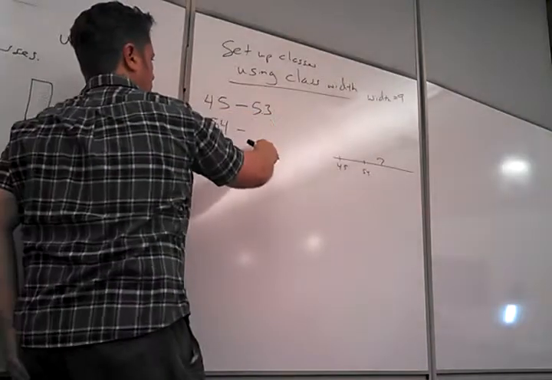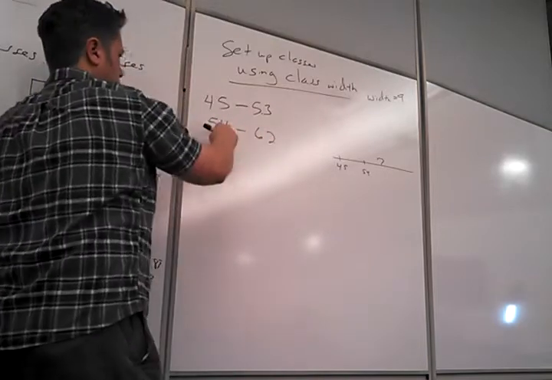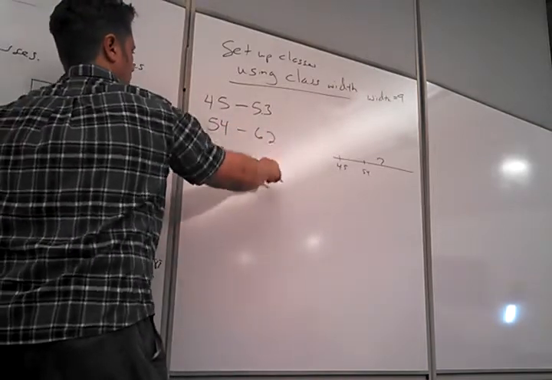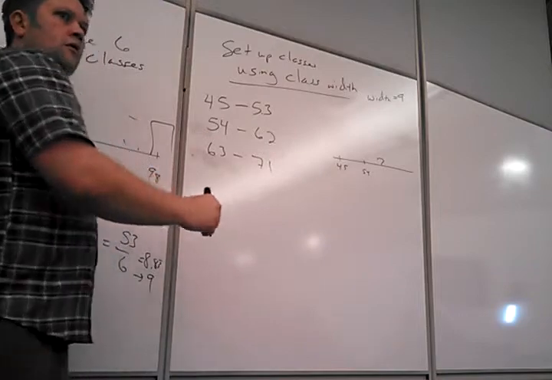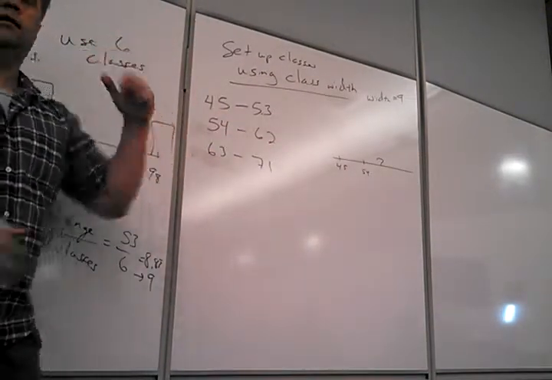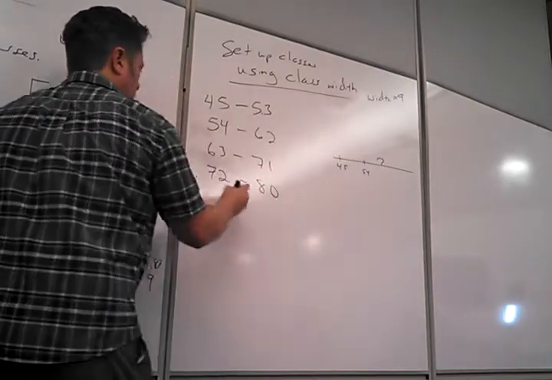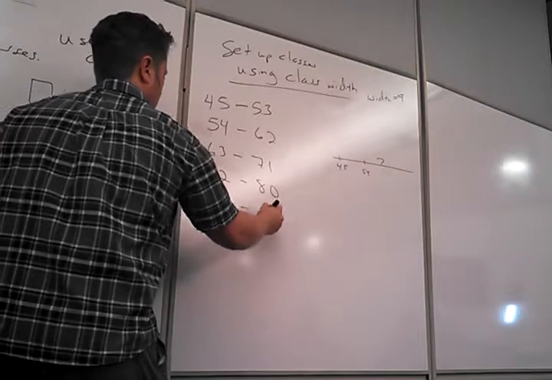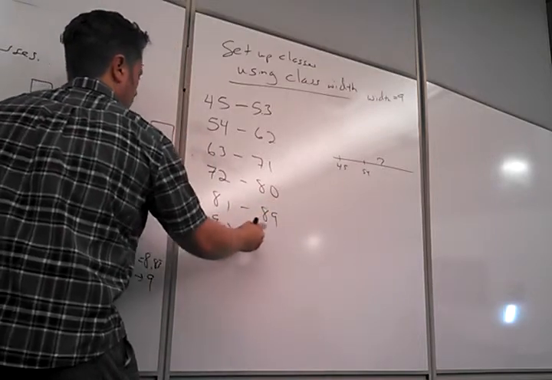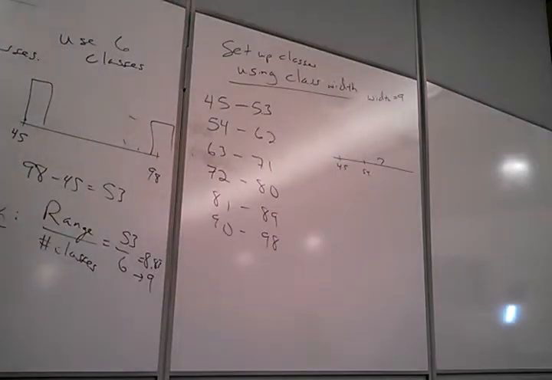And now you just start adding class widths to both. The next ending point should be 9 past that one. So add 9 there, add 9 there. Or you just realize you just add 8 in between here, right? Either way you want to look at it. Add 9, add 9, add 9, add 9, add 9, add 9. So we did end at 98. Good.